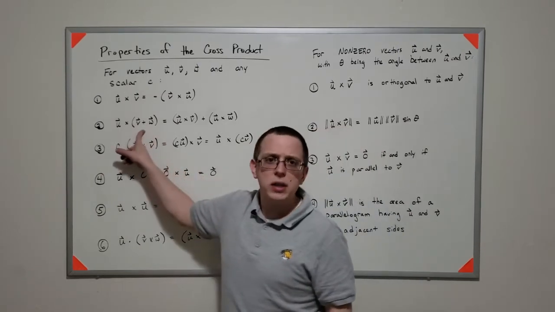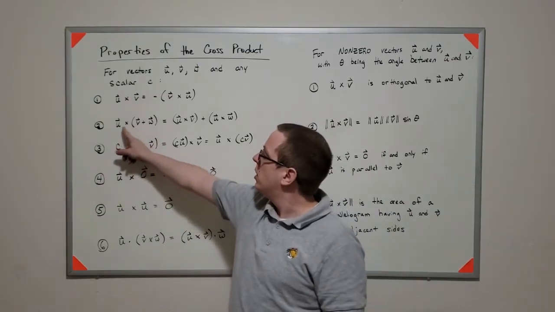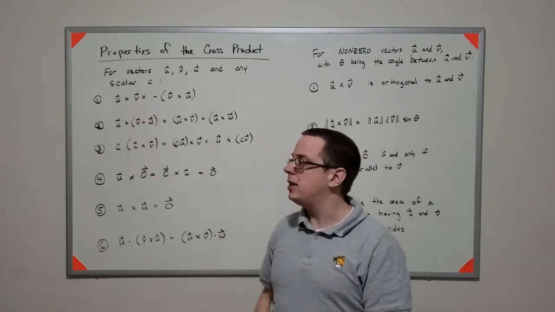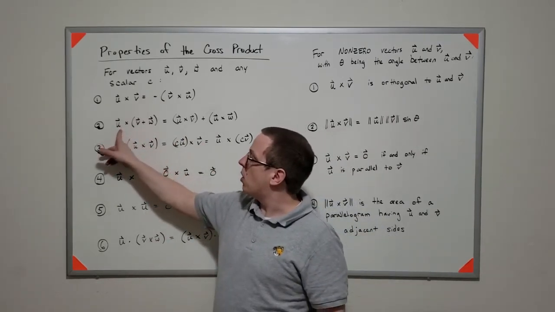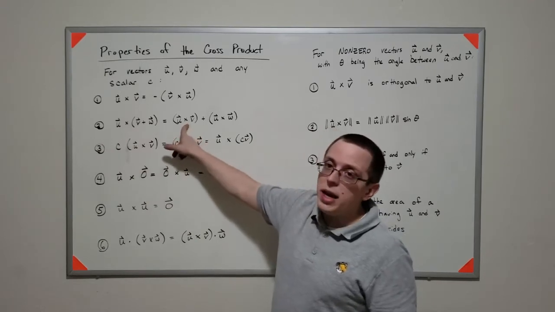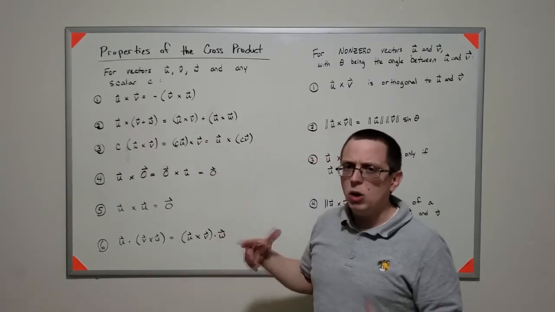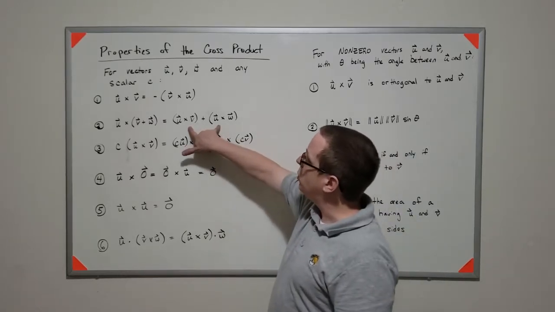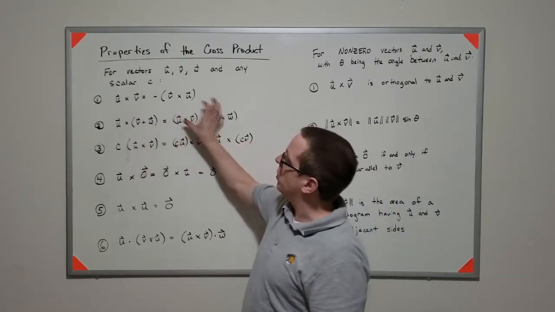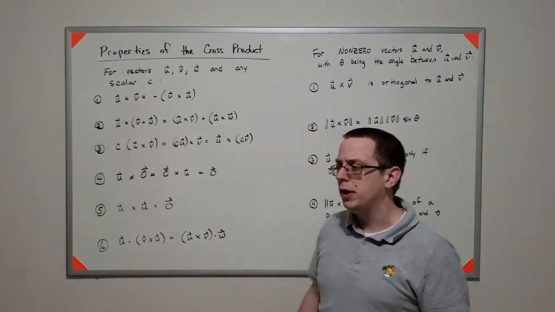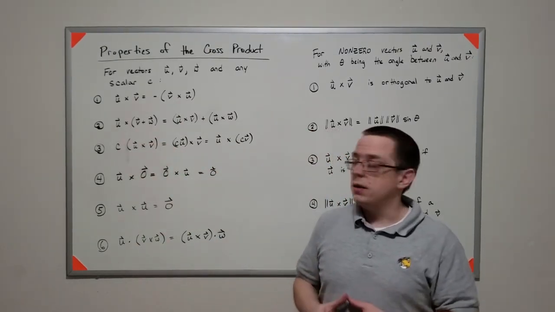The second one is a lot like how the dot product behaved. You have u cross (v plus w). So if I have two vectors added together and I take the cross product with u, I could take the cross product with those separately. Or more likely, you're going to have two cross products and you might be able to simplify that and perform this addition before performing a cross product. It's all about whatever's convenient.